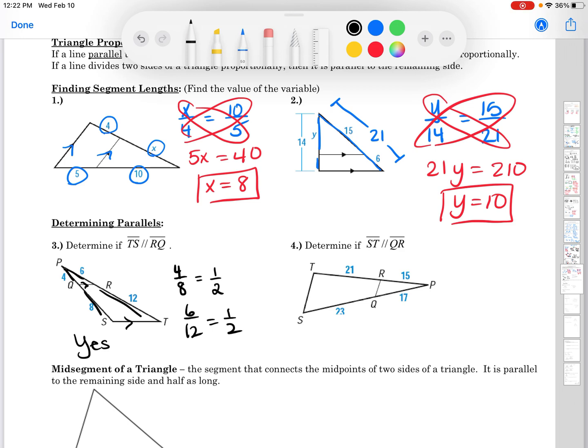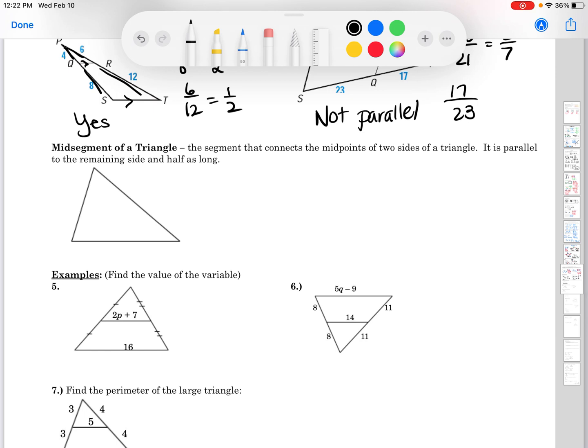Same here. We can do 15 over 21. Both divisible by 3, so that's going to give me 5 over 7. And then we have 17 over 23, and that does not simplify, so these are not parallel. And that's because they're not proportional.